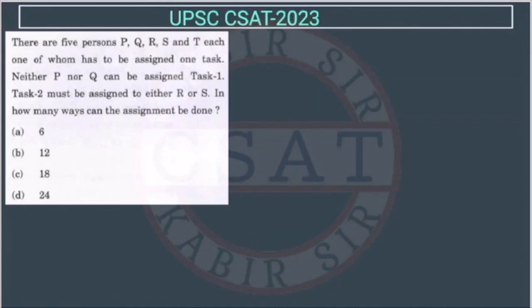Now let's see this question. There are 5 persons P, Q, R, S, T, each one of whom has to be assigned one task. So each one is assigned one task. So there are 5 persons, so 5 tasks. Neither P nor Q can be assigned task 1. Task 2 must be assigned to either R or S. In how many ways can the assignment be done?